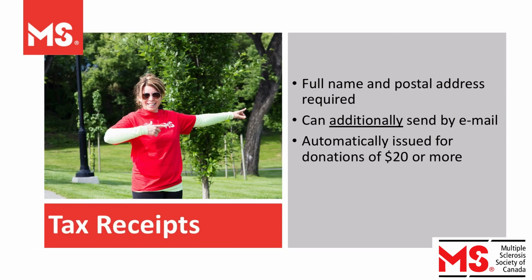Here are some other important notes about tax receipts. We can only issue a tax receipt if we have a donor's full name and postal address. This is a Canada Revenue Agency regulation. If a donor's postal code is not provided, they will not be sent a tax receipt. If the donor also provides an email address, we will send their tax receipt by email. Other receipts will be mailed. Tax receipts will be automatically issued for donations of $20 or more.